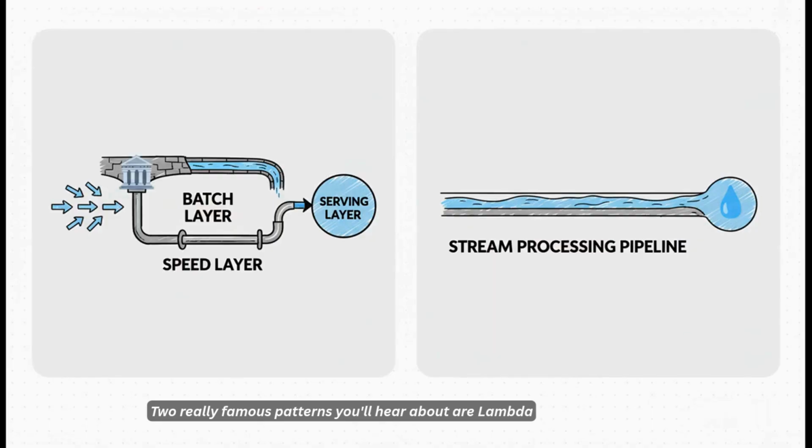Two really famous patterns you'll hear about are Lambda and Kappa. Lambda is the older approach. It uses two separate paths for data, a slow, super-accurate batch layer and a fast, real-time speed layer. Kappa architecture comes along and says, wait, why do we need two systems? It argues you can do everything with one powerful streaming pipeline. It's much simpler, but you need really good streaming tools to pull it off.